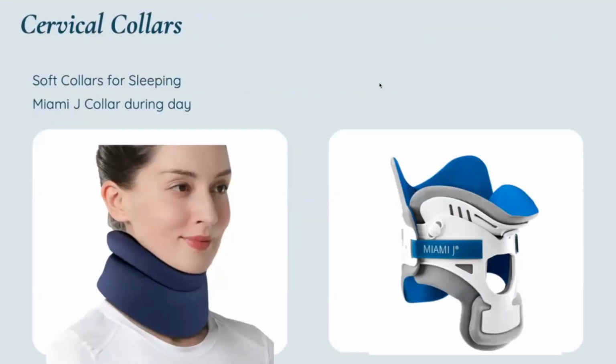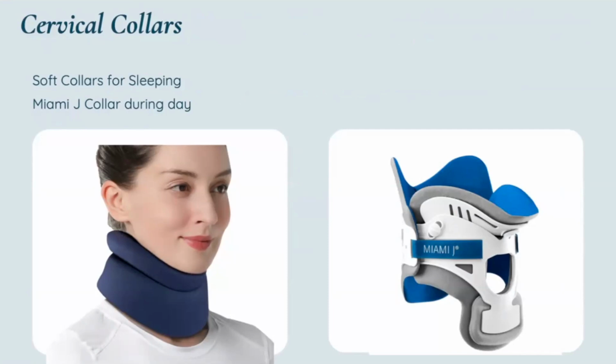Cervical collars. So for us, we typically recommend the soft collar for sleeping and then the Miami J collar during the day. There is a wearing schedule, and it really depends on the patient, if they're in a flare, and how often they need to be wearing it.